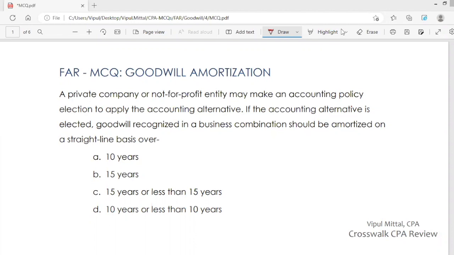All right. So a private company or not-for-profit entity may make an accounting policy election to apply the accounting alternative. If the accounting alternative is elected, goodwill recognized in a business combination should be amortized on a straight line basis over how many years, over what period it should be amortized. You have four answer options.